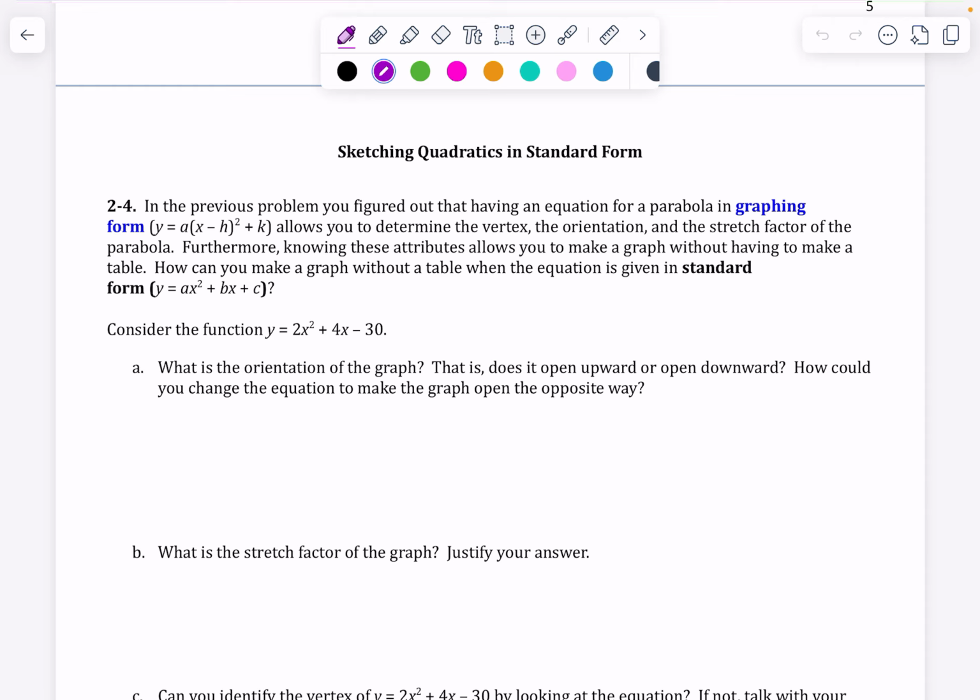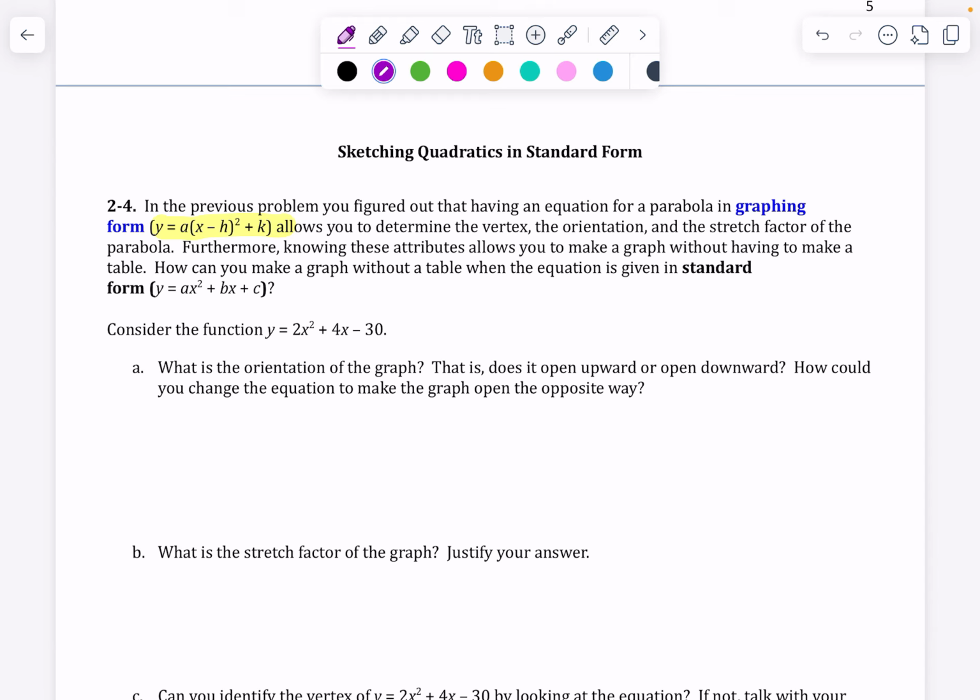So what we're going to work on today is sketching quadratics in standard form. We've been working a lot with what we called graphing form, which is what we've been working on the past few days. It looked like this. Remember, it allowed us to figure out where our vertex was, if it was opening up or down, and then if we had any sort of stretch.